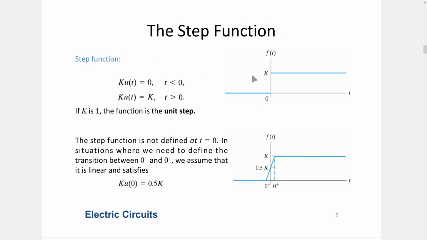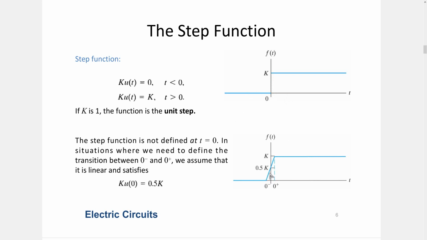And now the problem is the step function is not well defined at t equals 0. There is a discontinuity here. And in situations where we need to define the transition from 0 minus to 0 plus, which means that it's very close to 0 but not 0, from the left hand side and the right hand side, we can assume that it's linear. So it has a ramp kind of behavior, as you can see here.